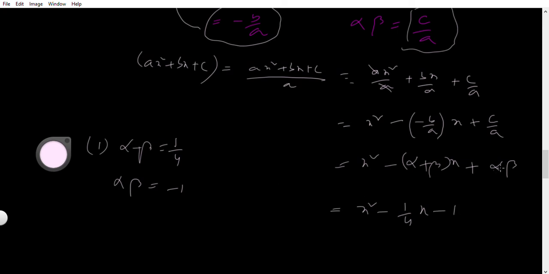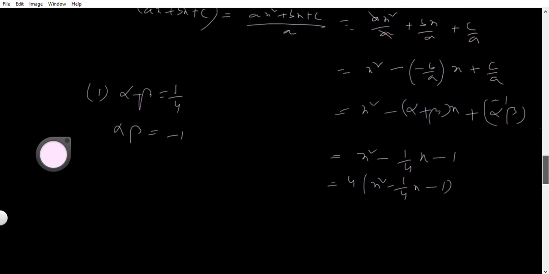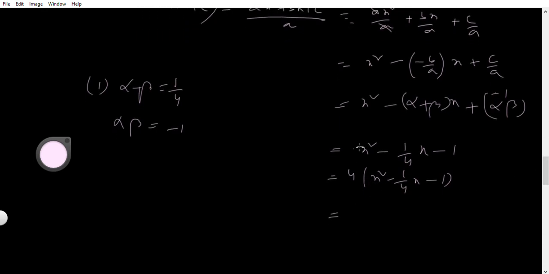I retain this one here. You just multiply by 4, we get the same result: 4 times x square minus 1 by 4 x minus 1. See here, what you have in the denominator of this polynomial should be multiplied with this one. We get a convenient quadratic polynomial. So 4 times x square is 4x square, 4 times 1 by 4x is minus x, and 4 times minus 1 is minus 4.